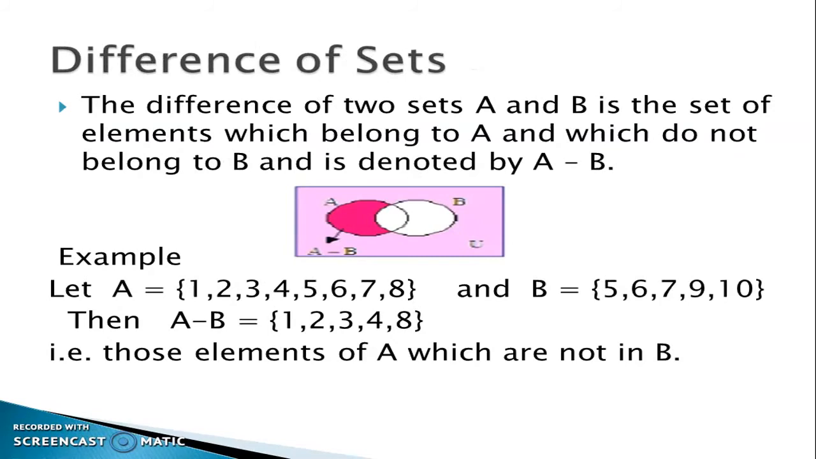Difference of sets. The difference of two sets A and B is the set of elements which belong to A and which do not belong to B and is denoted by A minus B. Venn diagram showing the difference of sets. Example, let A equal to 1, 2, 3, 4, 5, 6, 7 and 8 and let B equal to 5, 6, 7, 9 and 10. Then A minus B will consist of 1, 2, 3, 4 and 8. That is, those elements of A which are not in B. We have to subtract the elements of B from A.